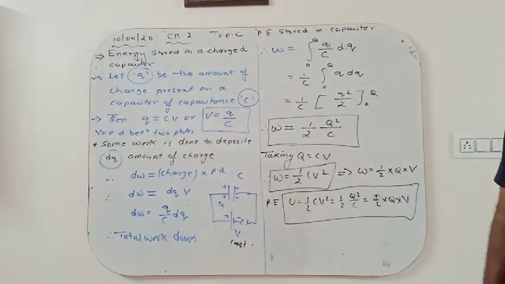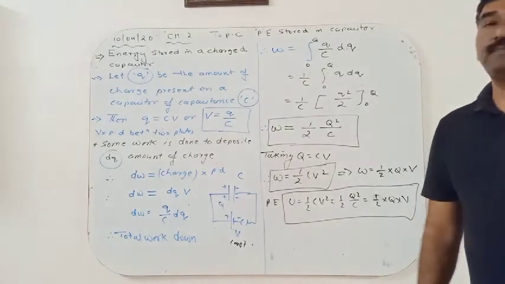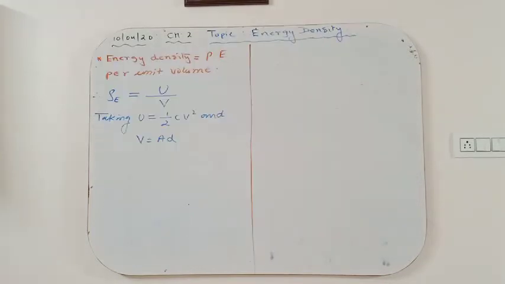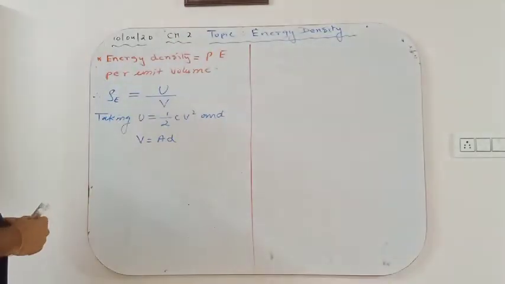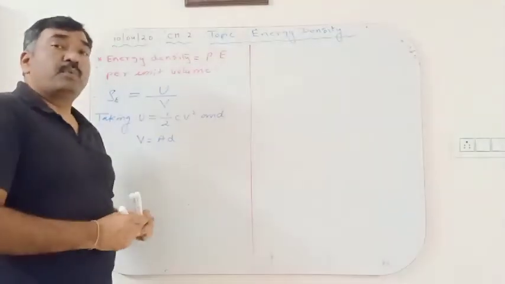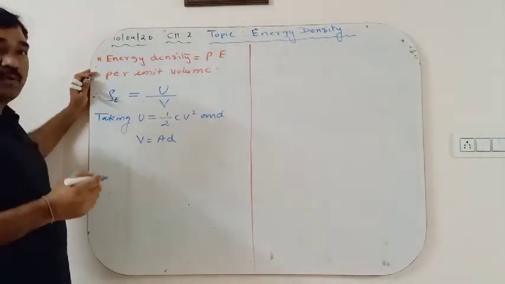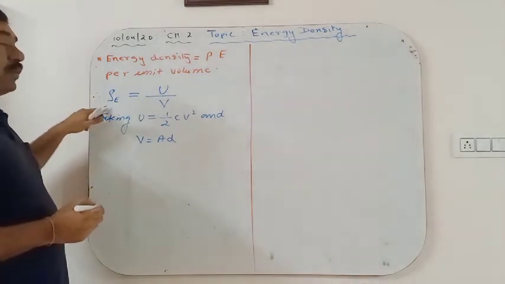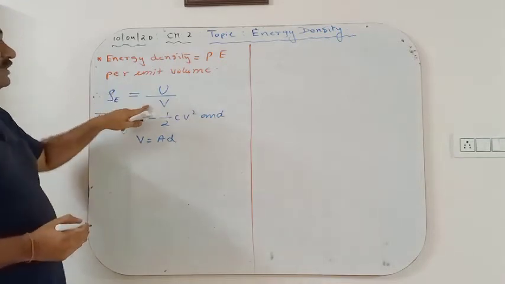And then we are going to discuss the concept of energy density stored in a charged capacitor. Okay dear, as we said, the next topic is energy density in terms of the electric field. So what do you mean by the word energy density? Energy density is the potential energy stored between the two plates of the capacitor per unit volume. So rho E is the representation of energy density, potential energy per unit volume.